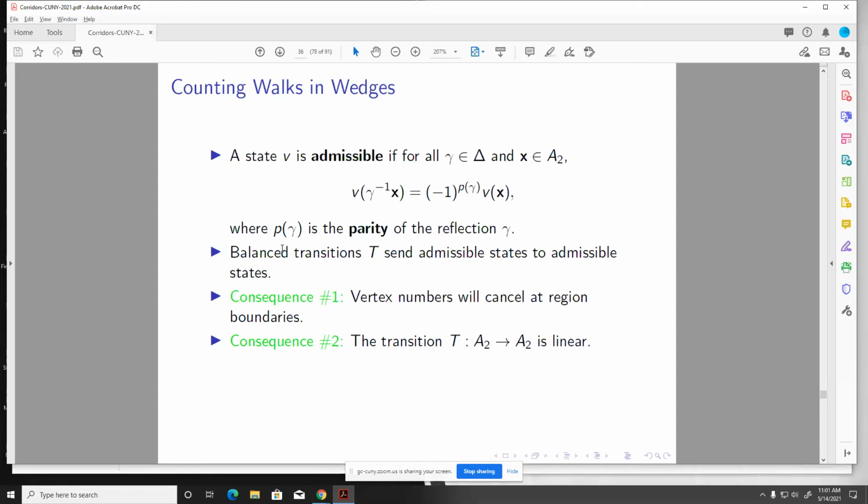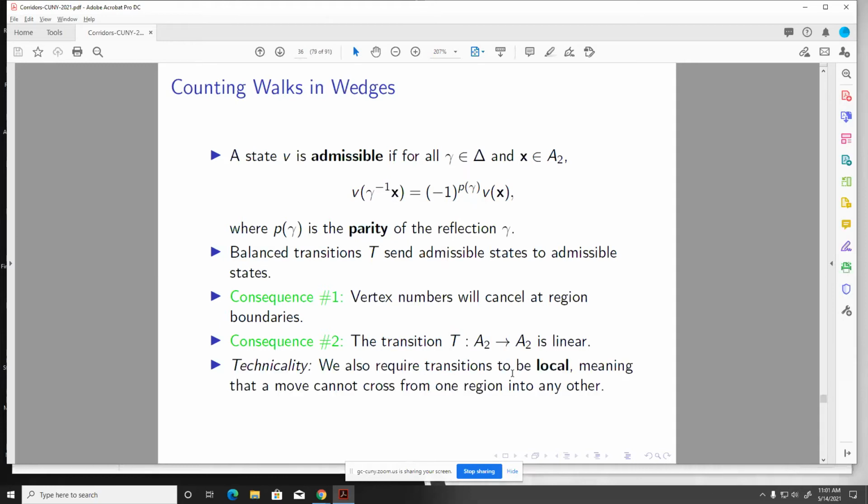And the same theorem that we talked about before: if balanced transitions send admissible states to admissible states, then we get vertex numbers canceling at region boundaries. That's important to contain all of the vertex numbers that we need. And of course, we need that transition to be linear in order for us to use our methods.